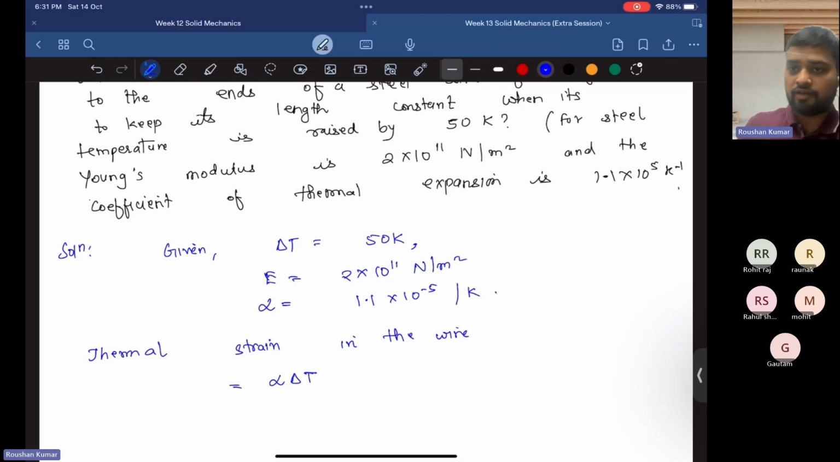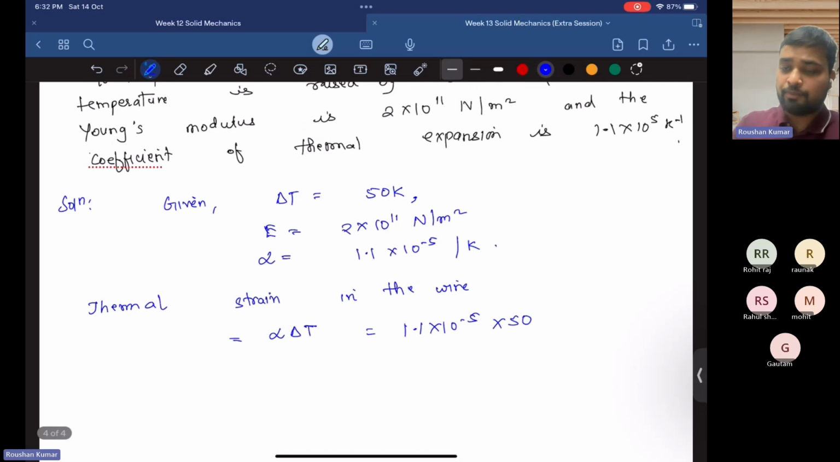I already told you in the previous session lecture that thermal strain due to temperature change is given by alpha times delta T, where alpha is the coefficient of thermal expansion, and delta T is the temperature change. So please don't confuse delta T and T. Delta T here is a change in temperature. So alpha is here 1.1 into 10 to the power minus 5, into delta T, which is 50. So this is the thermal strain.